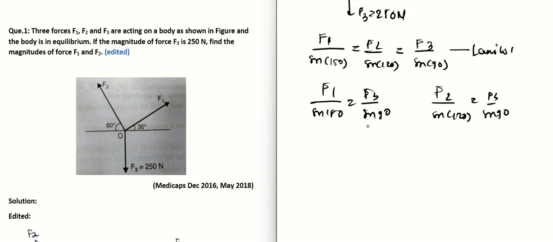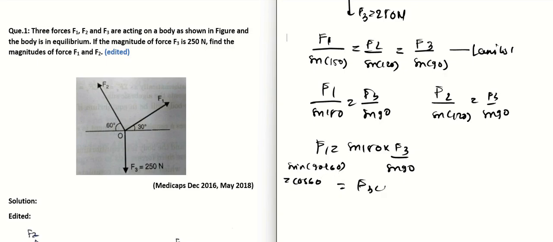We can say that F1 is sine 150 into F3 divided by sine 90. Sine 90 value, as you know, is 1, and sine 150 can be written as sine of 90 plus 60, which is cos 60, because sine of 90 plus theta is cos theta. So F1 will be F3 cos 60. And the next thing is F2 is equal to sine 120 into F3 by sine 90. Sine 90 is 1, and sine 120 will be cos 30, so F2 will be F3 cos 30.